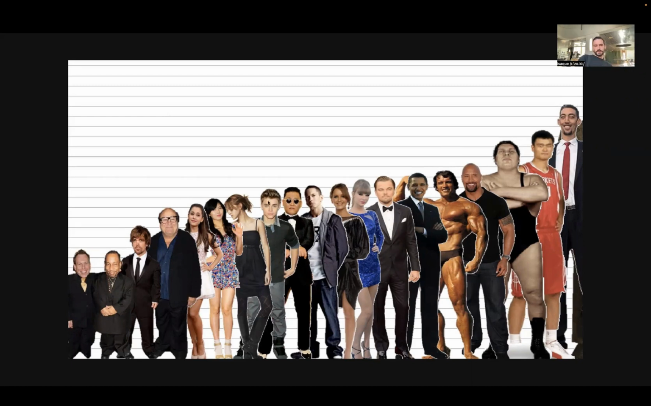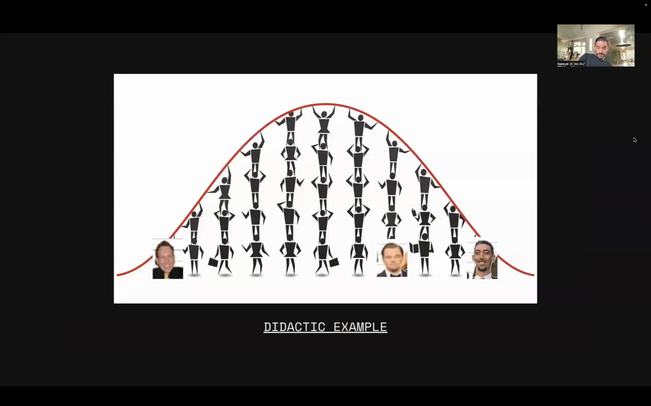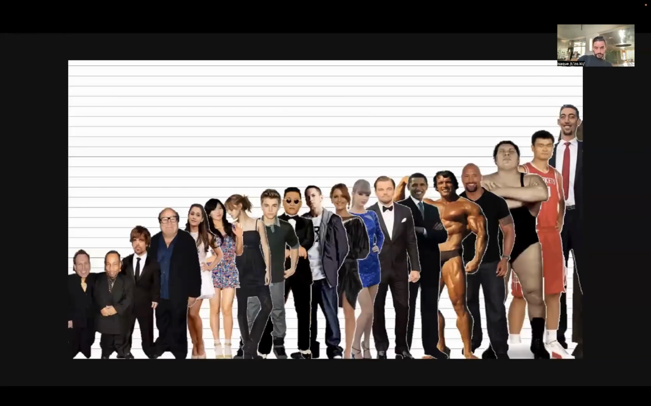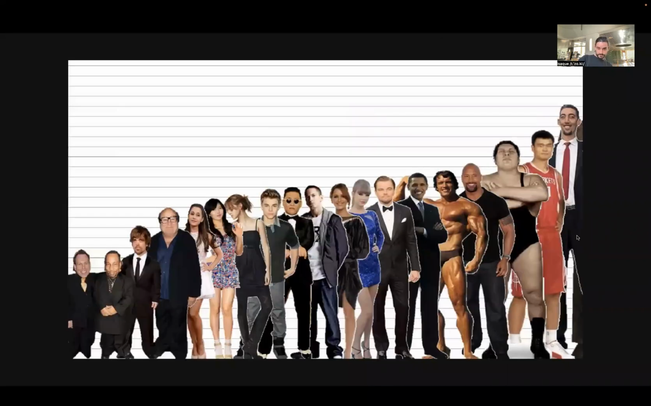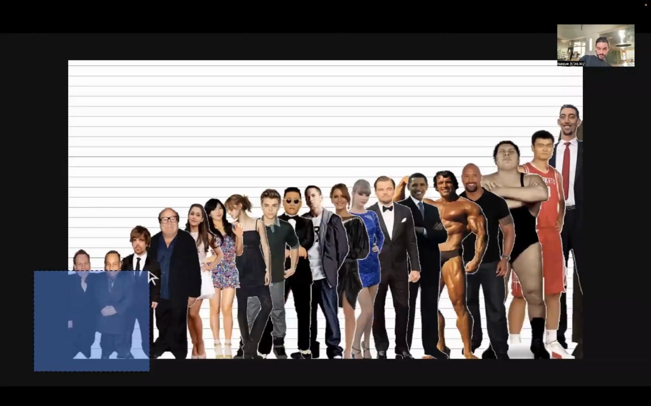I think Justin Bieber is probably pretty comfortable hanging out with Taylor Swift, but not so much this guy with the dude from Game of Thrones. That's interesting because their difference in height is way larger. Okay, and this is the didactic example, but we can see that this is a normal distribution, and we can put the people there, right? So Leo DiCaprio here, the tallest guy's here, shortest guy's here.